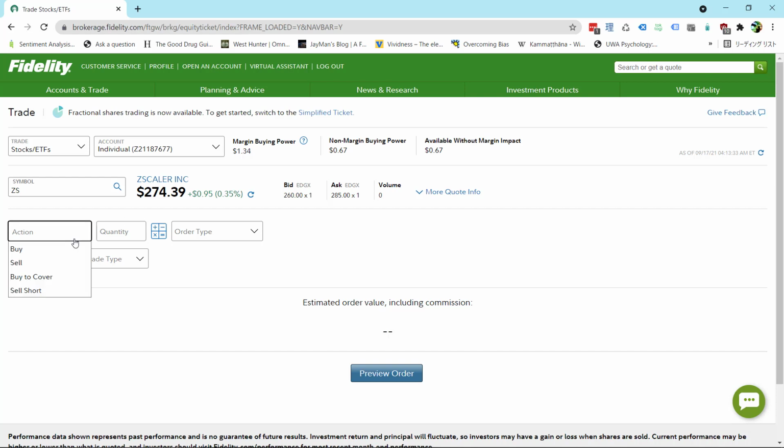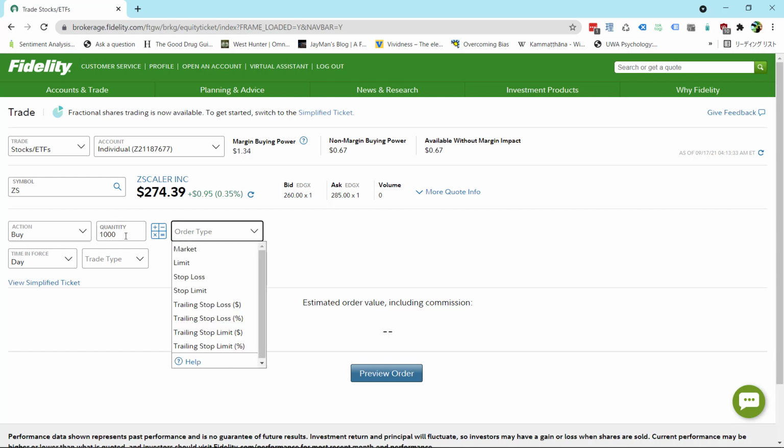Our action is going to be buy. And by the way, when you're ready to sell this stock, you can go through this whole process again and just choose sell, with the exception of the order type. And I'll show you that in a minute. Okay. We are buying. How many do we want? Let's say we want 1,000.